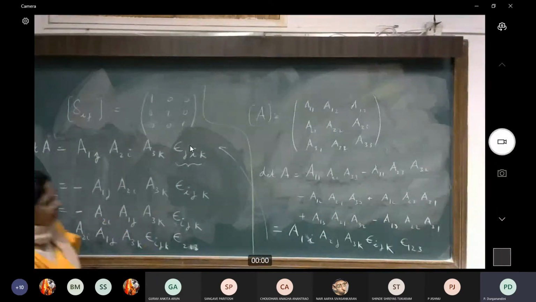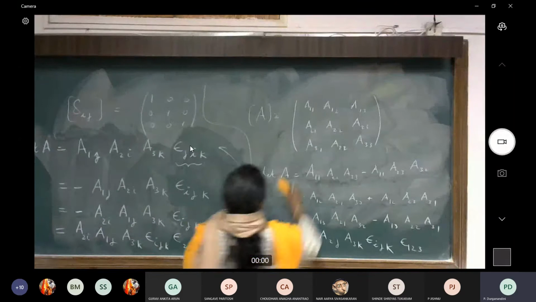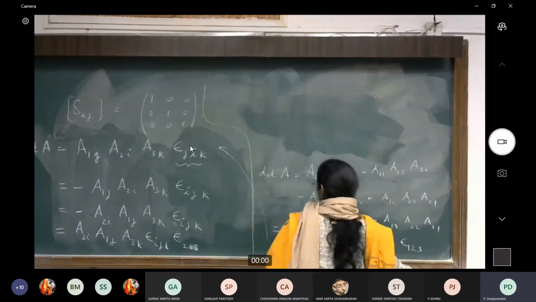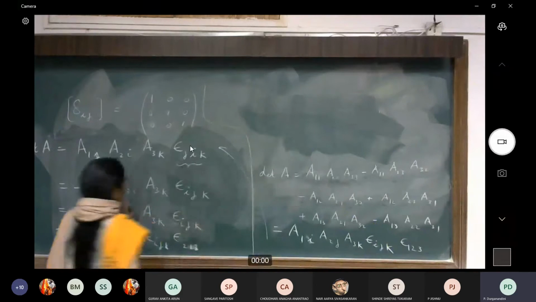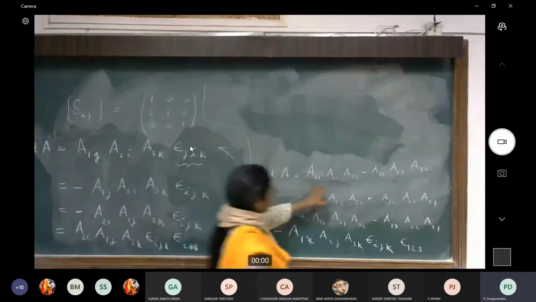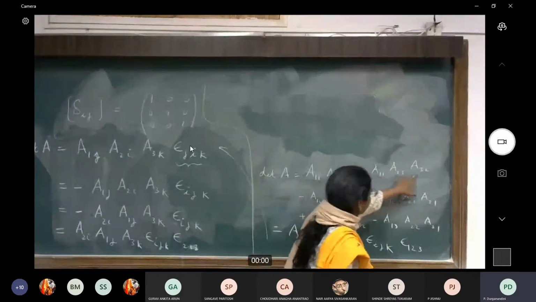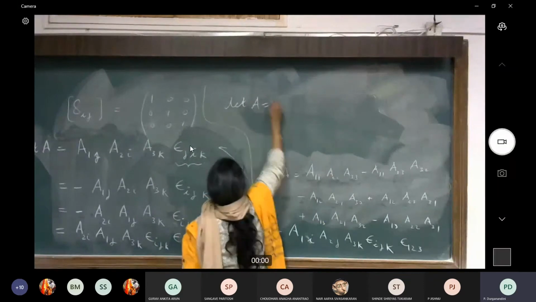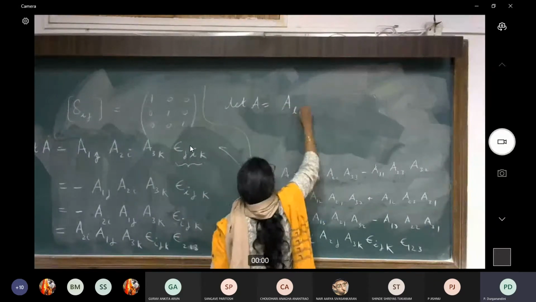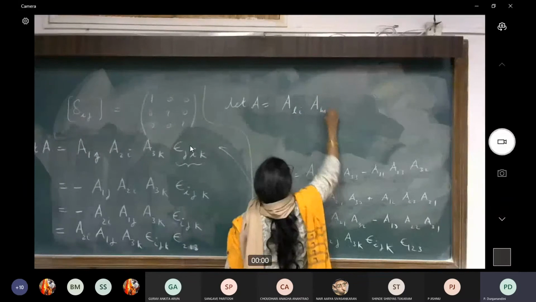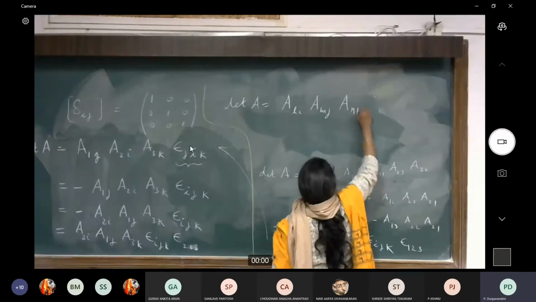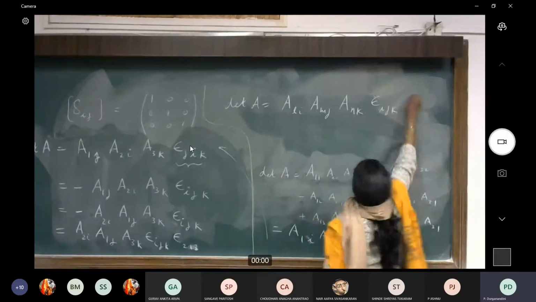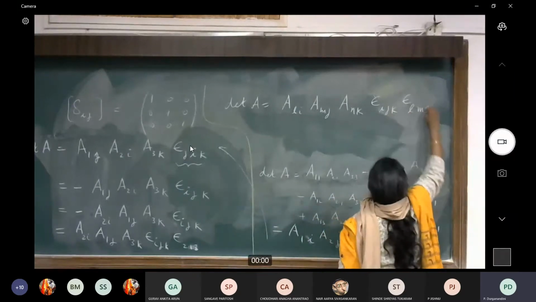Okay, so more generally, I can write my determinant of A in the following way. What you can again see is that if you look at this expression, all the first indices must be different. So more generally, I can write my determinant of A in the following way: A_Li, A_Mj, A_Nk into epsilon ijk, epsilon LMN.